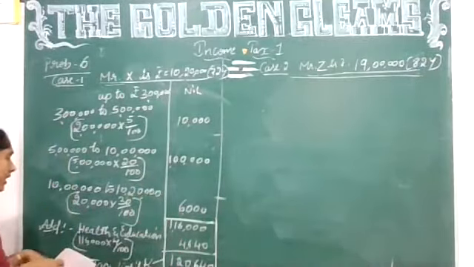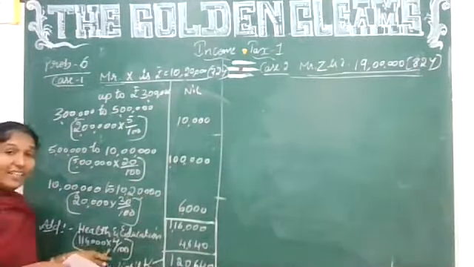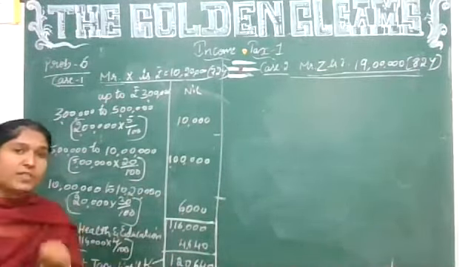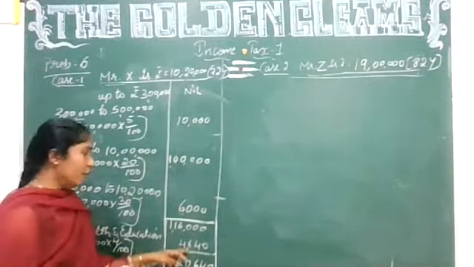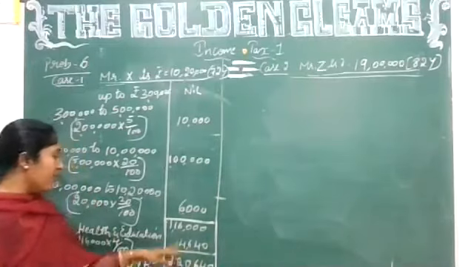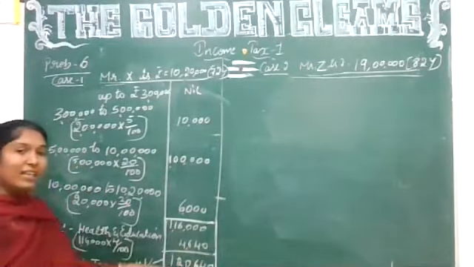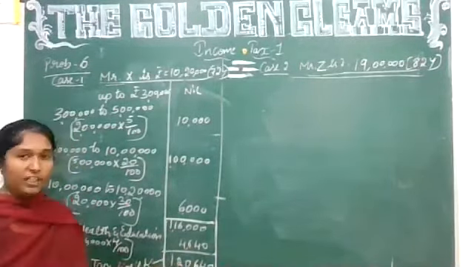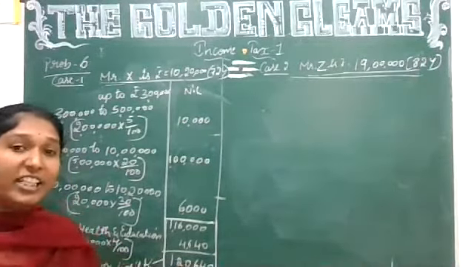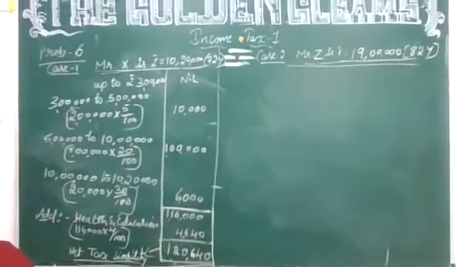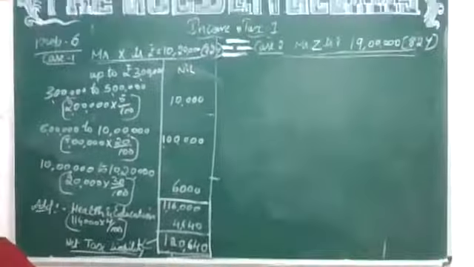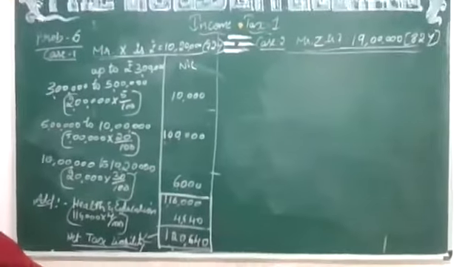In that total income, we have to calculate the health and education cess. That is 4% health and education cess. The answer is 4,640. The total answer is 1,20,640. That is the answer.